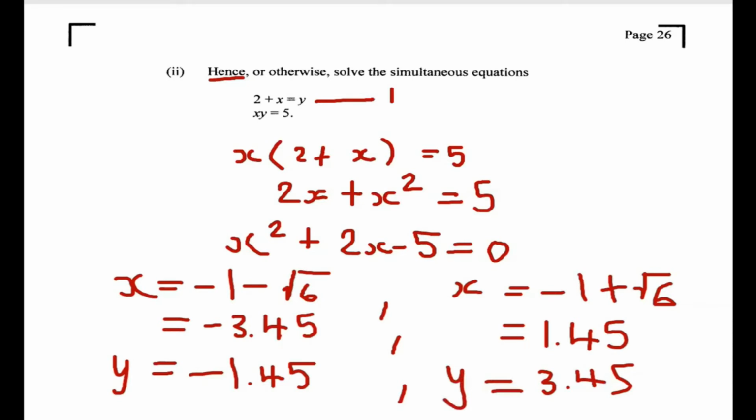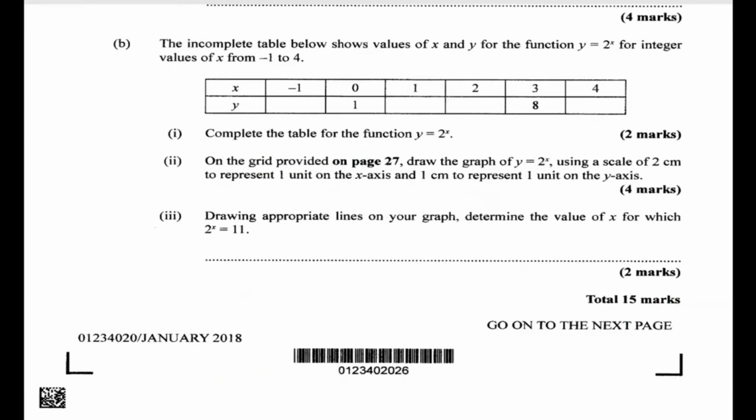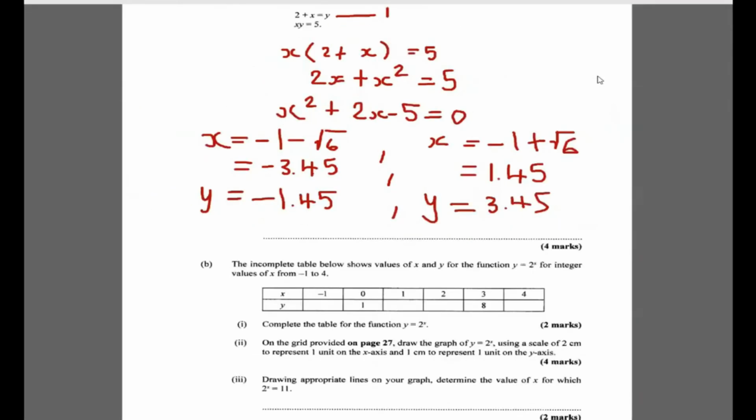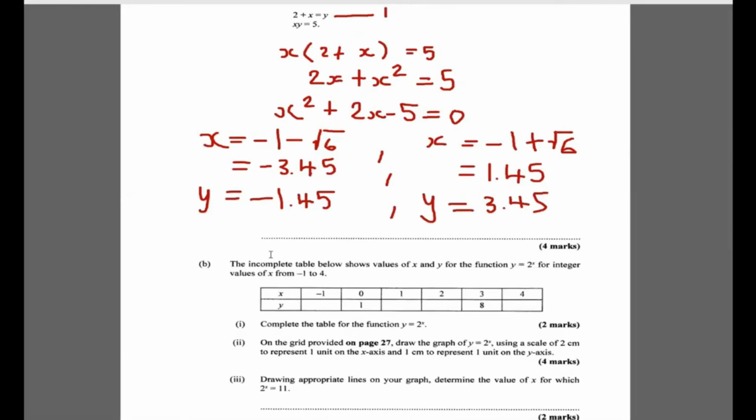All right. Generally, sometimes you see them put the solution as a set of coordinates. They can write it as: the solution is negative 3.45 comma negative 1.45, or 1.45 comma 3.45. So those are the solutions.